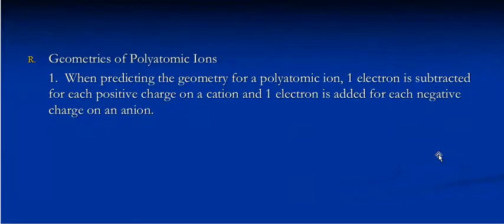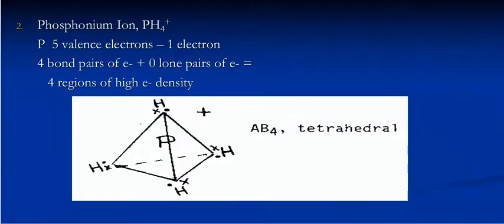If you have polyatomic ions, one electron is subtracted for each positive charge and one electron is added for each negative charge. PH4+, for example, I'm subtracting a valence electron from phosphorus to give me 4 regions of high electron density. So the Lewis structure gives me a tetrahedral geometry and the bond angle is 109.5.